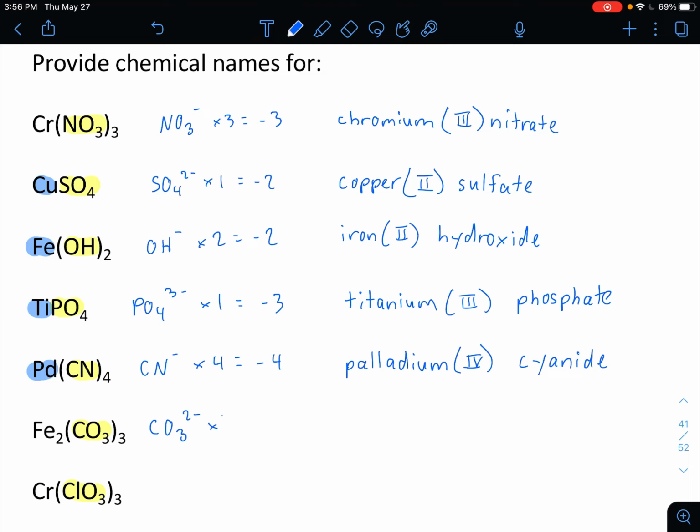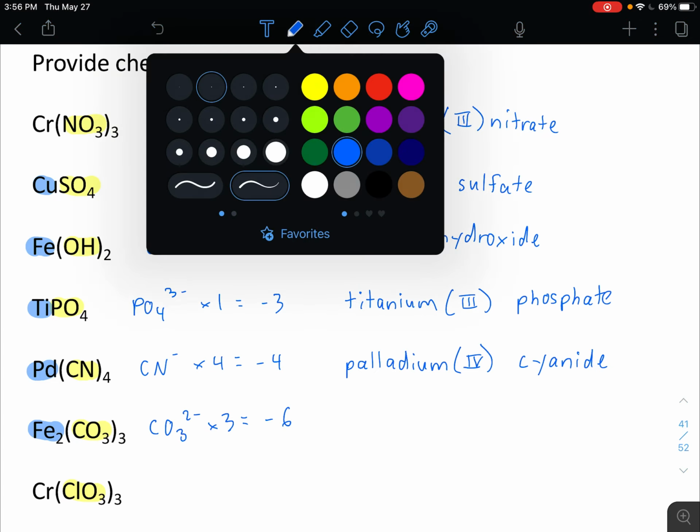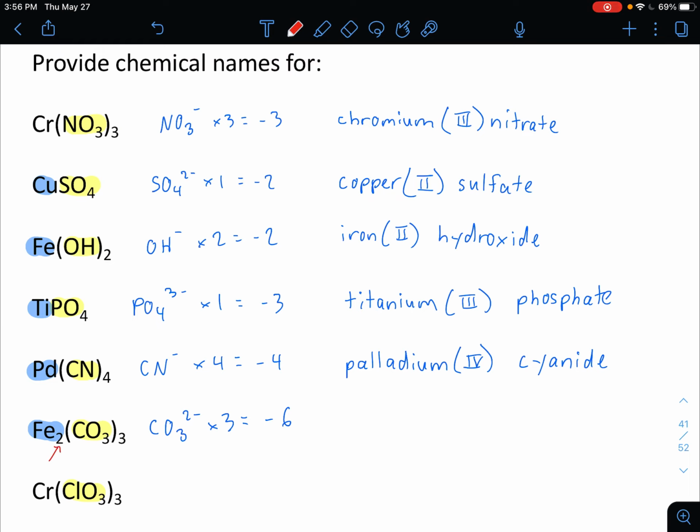Okay, what's this one? Carbonate, which is 2-, and there are 3 of them, so that's -6. But now, again, we've got a subscript for both of them, right? So now it's 2 irons that need to cover that -6, so kind of the same as what we did before. We'd say, well, 2 iron equals +6, so iron equals +3, so it's just going to be iron 3 carbonate.